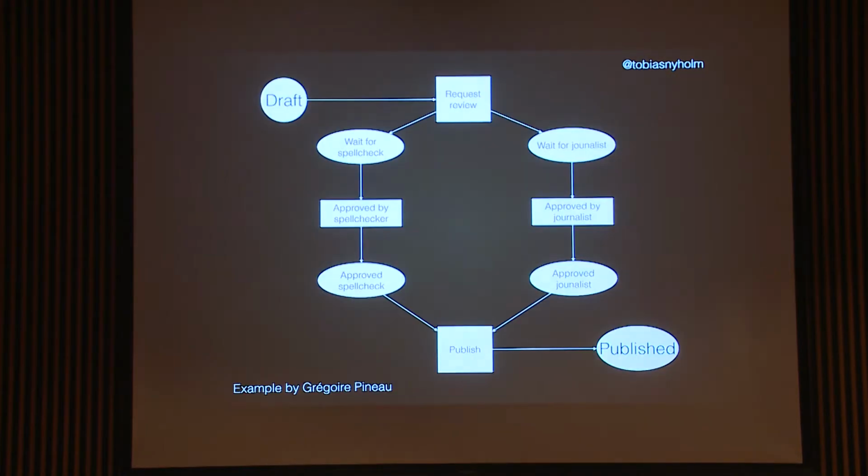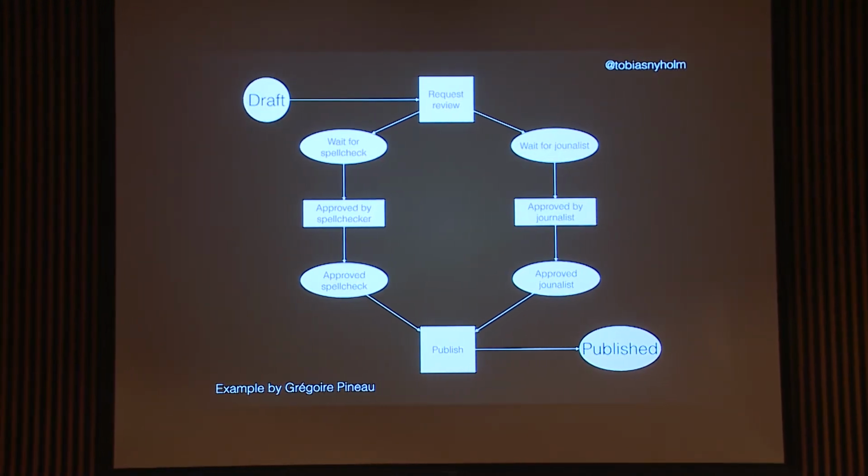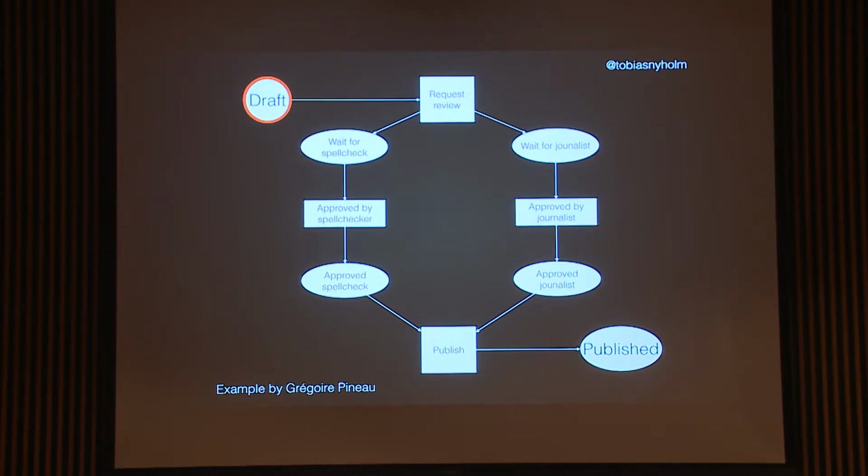Let's look at an example. I stole this example. It's a blog post. And before you publish a blog post, you gotta have an approval from a spell checker and from a journalist. So what I'm doing here, I'm writing the blog post, I'm in draft, and then I want to request a review. And I request a review, and I'm both waiting for the spell checker and the journalist. I don't care which one goes first, I'm waiting for both of them. And the spell checker is probably automatic, so it goes quicker. And here I can't publish. If I ask can I publish, I can't, because publish requires 2 inputs, and I only have 1 input. So I can only publish if I get an approval from the journalist, and then I can publish.